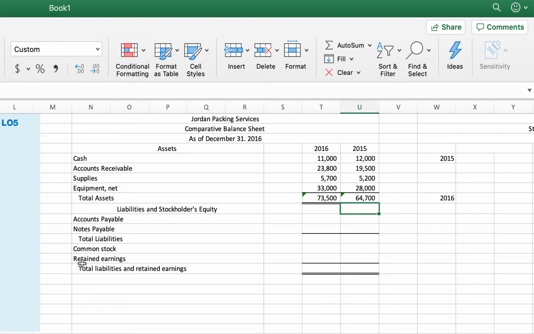So my accounts payable for 2016, if I go and look, tells me they're 2,800 and 2,600 respectively. So I'm going to enter those, 2,800, 2,600. I'm going to do the same thing with my notes payable. What are my notes payable? Well, they tell me that notes payable in 2016 are 21,000 and they're 21,000 in 2015. So I'm going to go ahead and enter those.